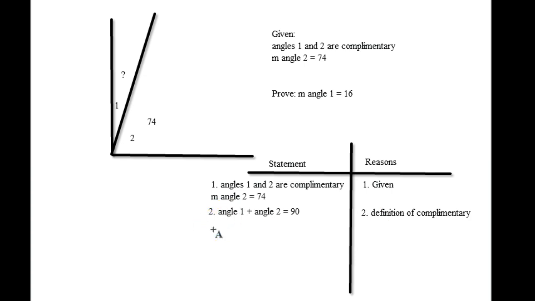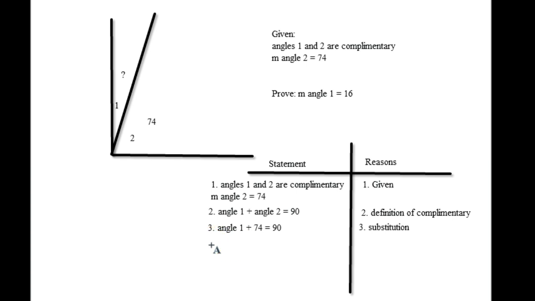I already know the measure of angle 2 is 74, so I can replace that: angle 1 plus 74 degrees has to be 90. We don't call that replacement, we call that substitution. So we just substituted the value of 74 in for angle 2.